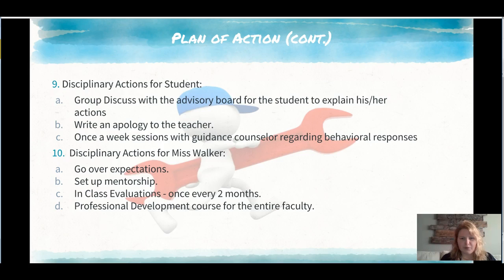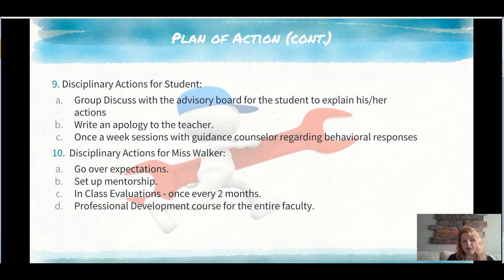I want a group discussion with the advisory board. I want the student to be able to explain his or her actions, why, what the intent was, why they thought it was necessary to go that route rather than going up the chain of command and expressing their concerns.